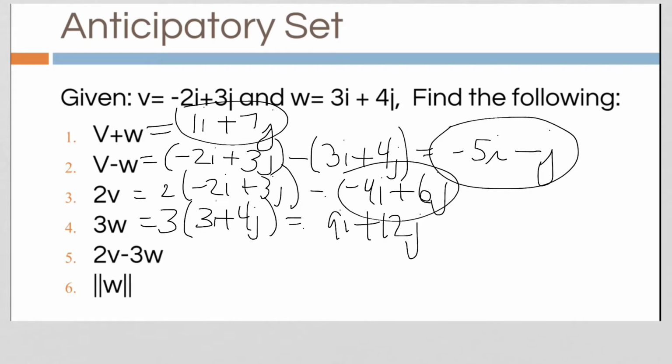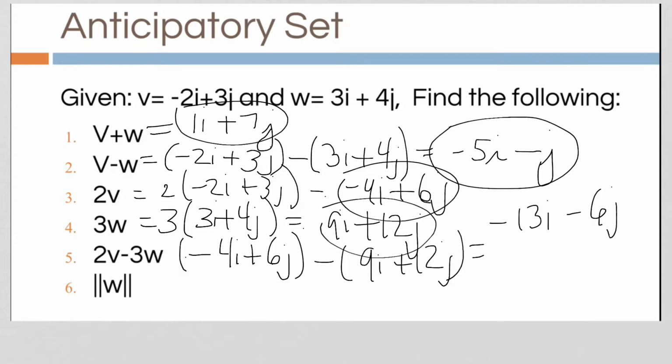For 5, I do have both answers above. I have the 2v and the 3w, so all I need to do is subtract those two quantities. And when I subtract those two from each other, I get negative 13i minus 6j.